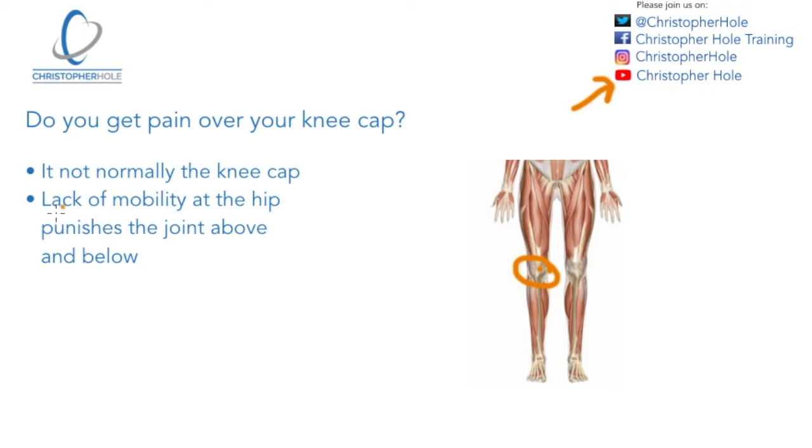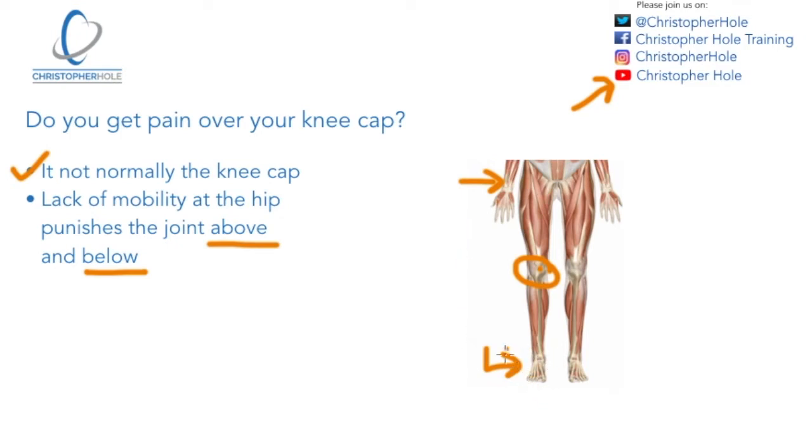So what we're talking about is knee pain. Now, the pain on the kneecap is not normally from the kneecap. The kneecap is generally not where the problem is. Where we tend to look is the joint above and below. So if we're talking about the knee, we would tend to look at the ankle or the hip, because these two joints will dictate where the knee goes.